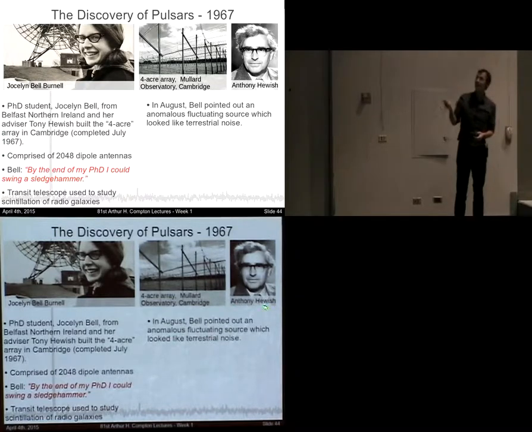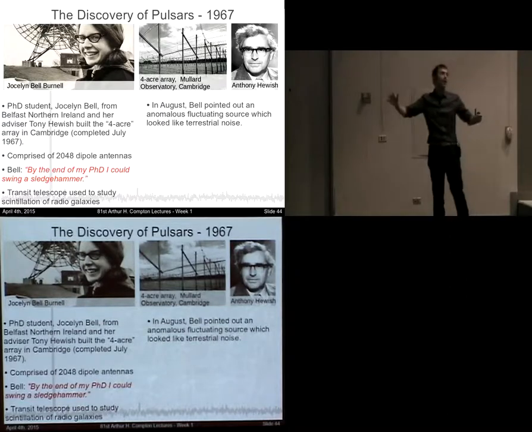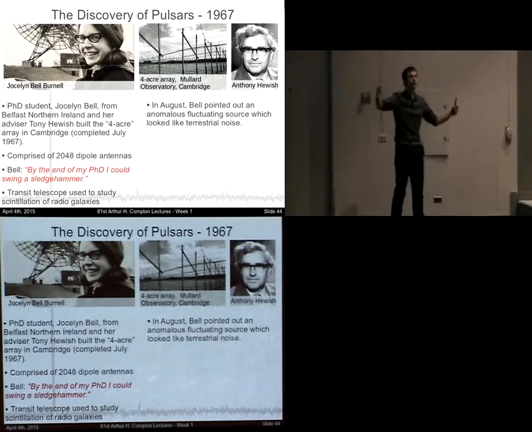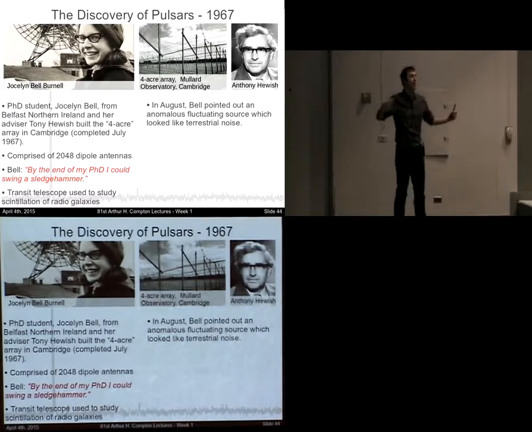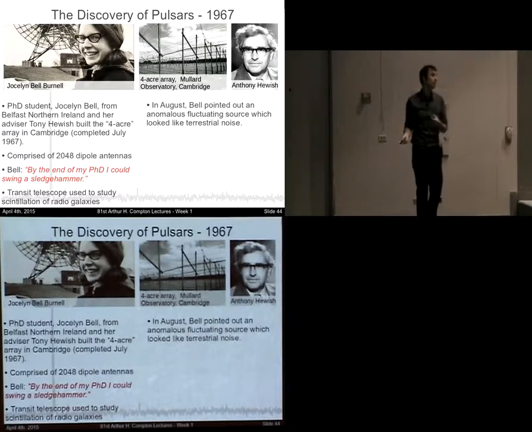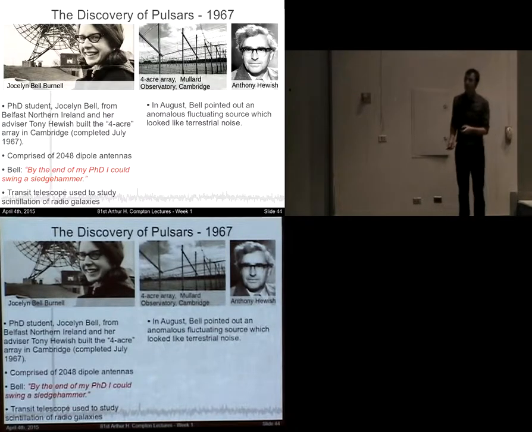And Anthony Hewish was using it to study scintillation of radio galaxies. So that is that the signal from radio galaxies, the radio signal from galaxies, it passes a lot of material on the way, including material from the solar wind. So the Earth is living in the bath of the solar wind. And so this material from our own sun has an effect on radio signals from galaxies. And so he was studying that. They didn't know anything about pulsars at the time.